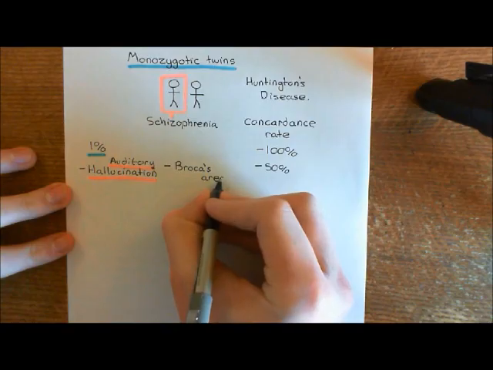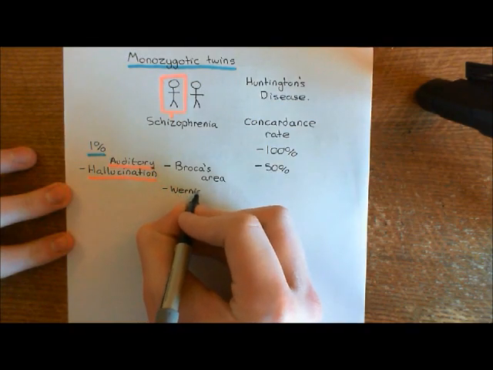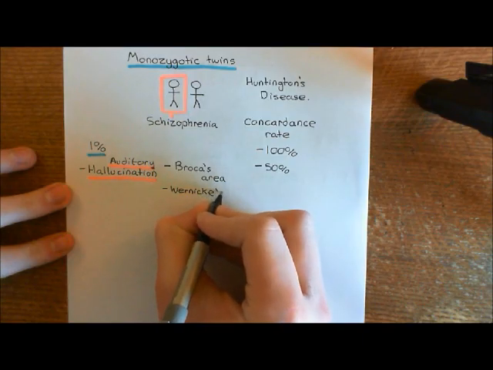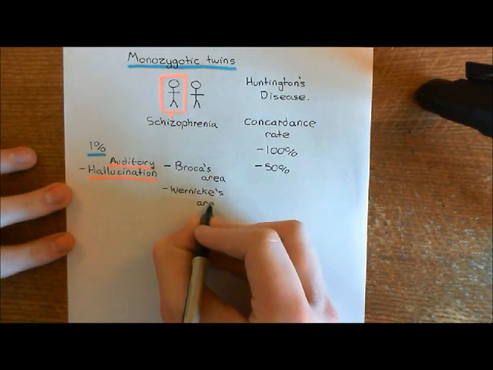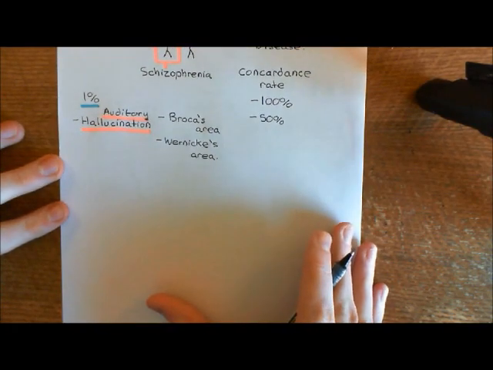Okay, so I'll show you exactly where these two areas of the cerebral cortex are, and then we'll also discuss what their actual function is. Firstly, let's discuss where these two areas, Broca's area and Wernicke's area, are.